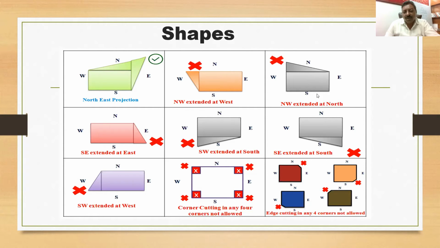And apart from that, if you see all the other extensions, northwest, southeast, southwest, every extension you see here, all the extensions are a problem, all the cuts are a problem here. So wherever you see a plot, it should be in a square or a rectangle. If you have an option of leaving that plot, meaning the extra portion which is there, if you can leave it, it is very good actually, because it's a small piece of land which you are leaving.